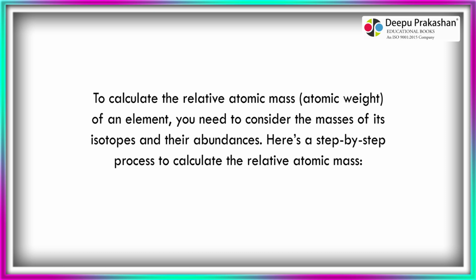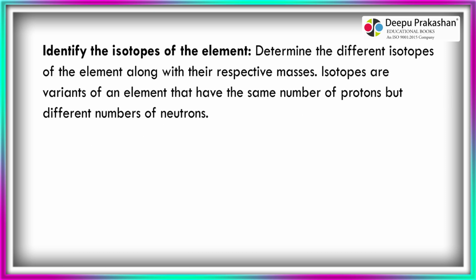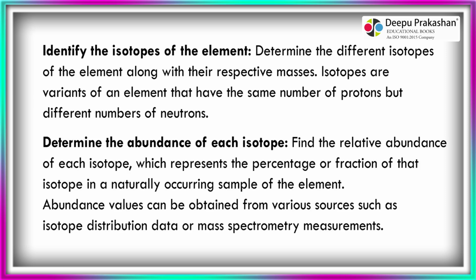Here's a step-by-step process to calculate the relative atomic mass. Step 1: Identify the isotopes of the element. Determine the different isotopes of the element along with their respective masses. Isotopes are variants of an element that have the same number of protons but different numbers of neutrons. Step 2: Determine the abundance of each isotope.